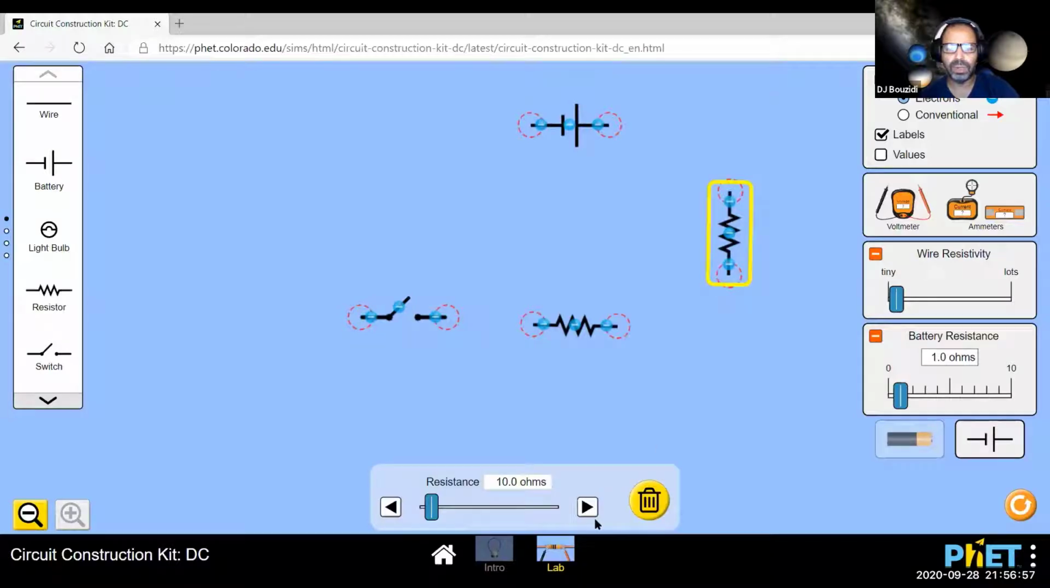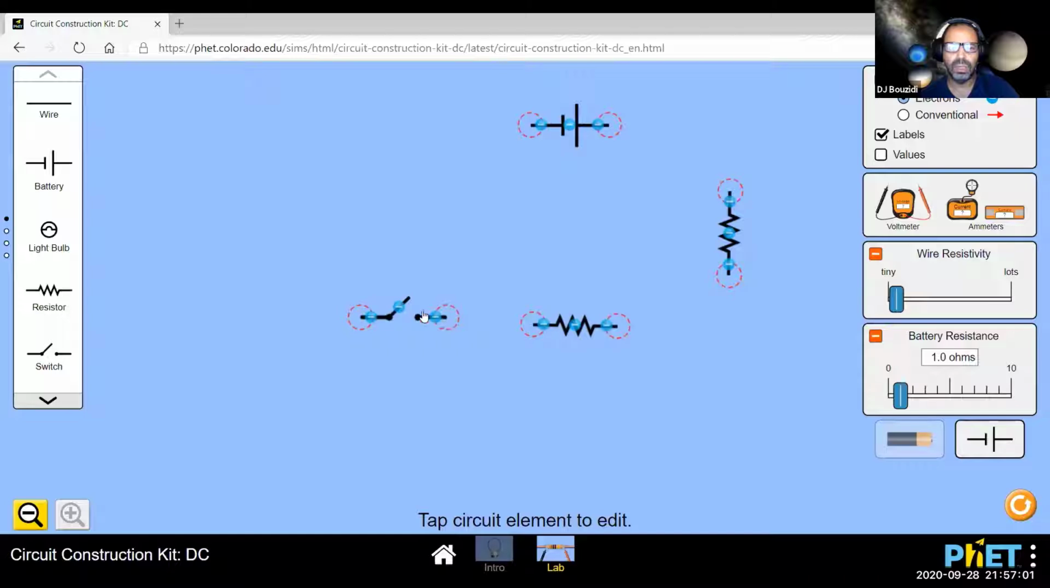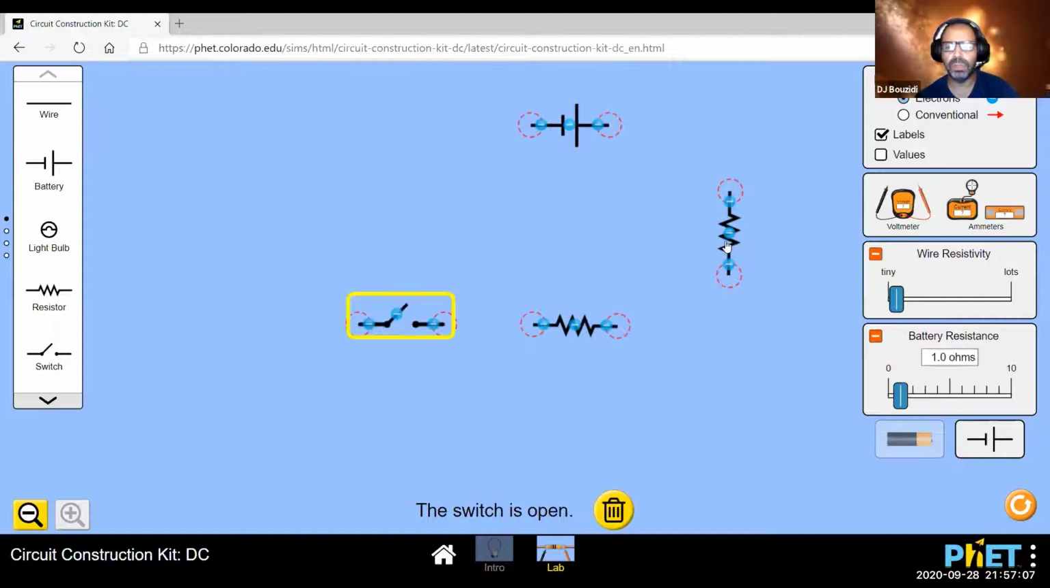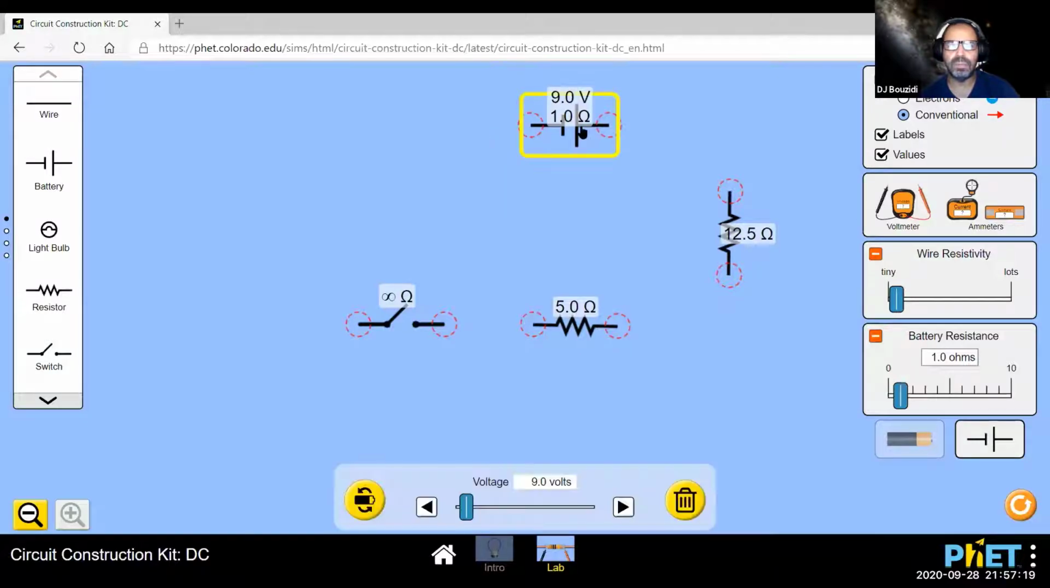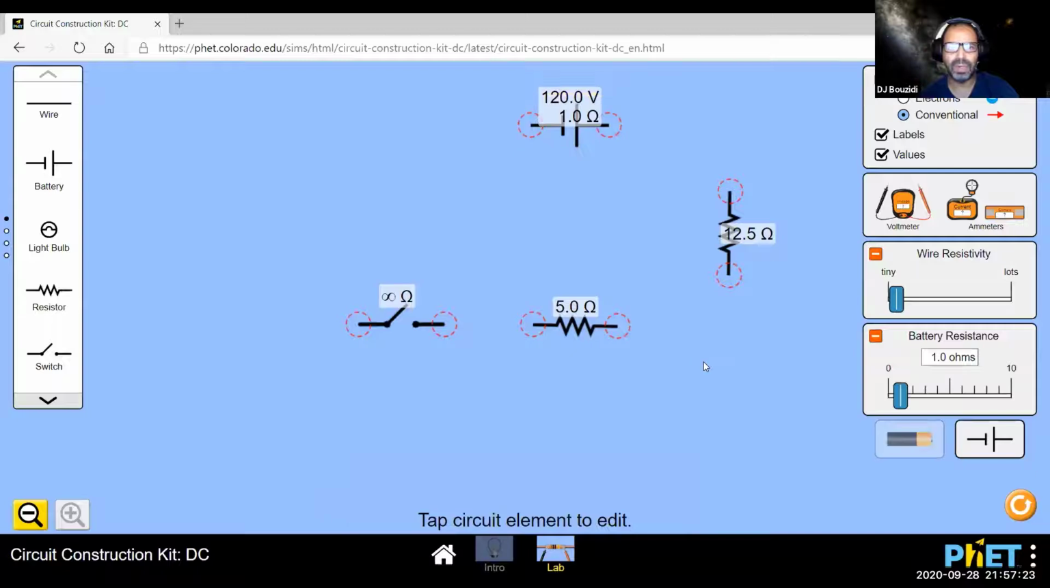So again, we're going to make it 12.5 ohms. The switch right now is open. One of the things it tells you to do is change it to conventional. You don't need to be looking at electrons, just look at the signal of the current in here, okay? We need to see the values to where we are. This battery needs to be at 120, which is the maximum in here, okay?